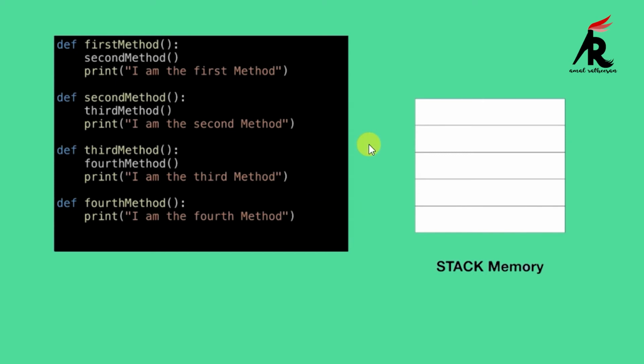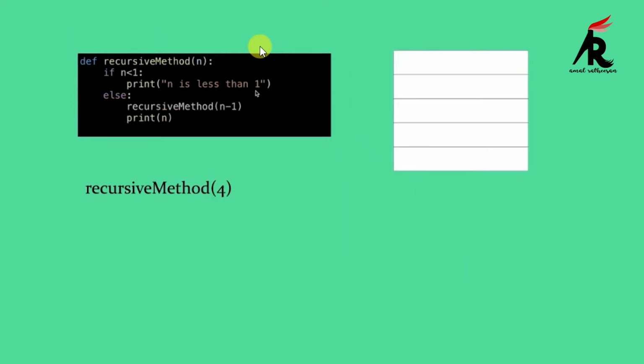Then next we'll see one more example. It's interesting. First we have a function, df recursive method. Nice, the name is very important. The name is recursive method, and the parameter is n. If n is less than 1, print "n is less than 1". Else, here is the recursive call: recursive method with the parameter modified to n minus 1.